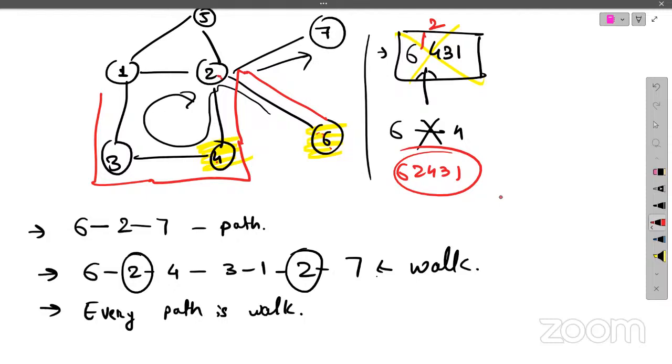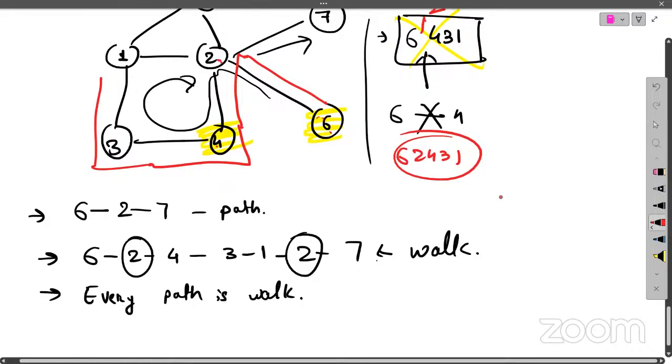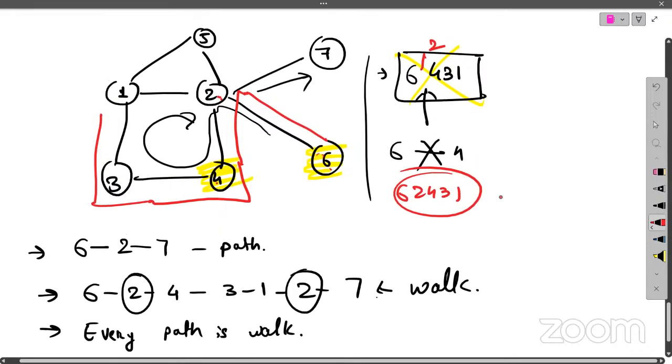Yes, ma'am. Excuse me, ma'am, I have a small doubt. Where do we use this concept of walks and paths? How do we use this?